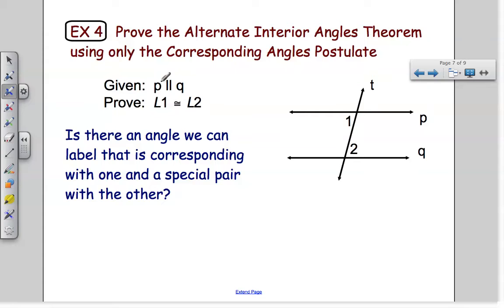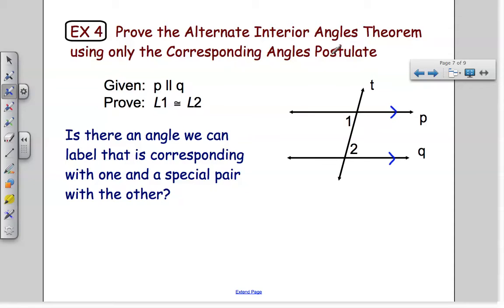So I'm given P, the symbol means parallel, of course, to Q. I'm going to mark P parallel to Q. I'm trying to prove that these alternate interior angles are congruent. Now I have to do a little bit of work, and my question to you is, is there an angle that we could label in this diagram? Is there somewhere I can put a number 3 for angle 3? That would be a corresponding angle with one of those, a corresponding angle with either 1 or 2, but is also a special pair with the other angle.